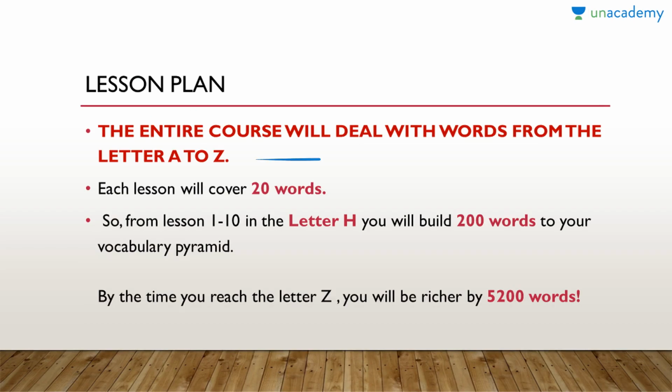Lesson Plan. The entire course will deal with words from the letter A to Z. Each lesson will cover 20 words. So from lesson 1 to 10 in the letter H, you will build 200 words to your vocabulary pyramid. By the time you reach the letter Z, you will be richer by 5,200 words.